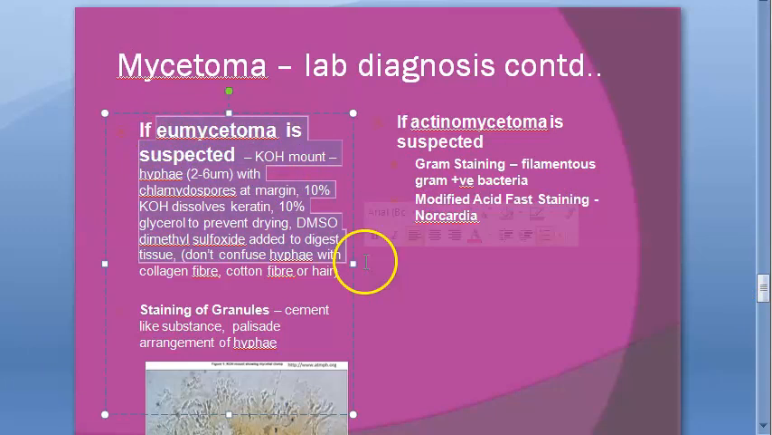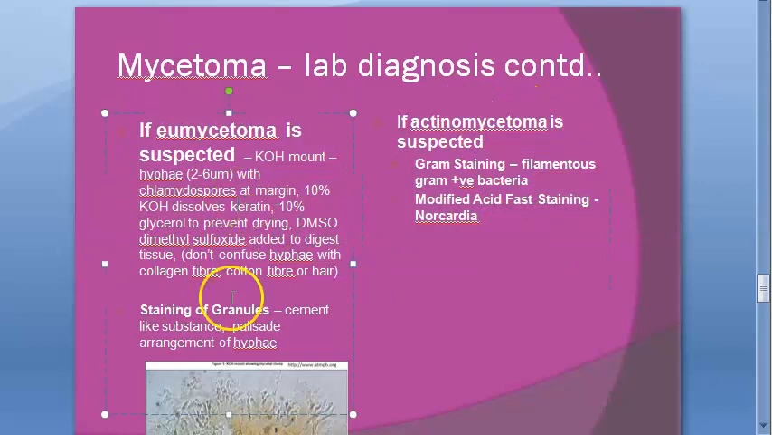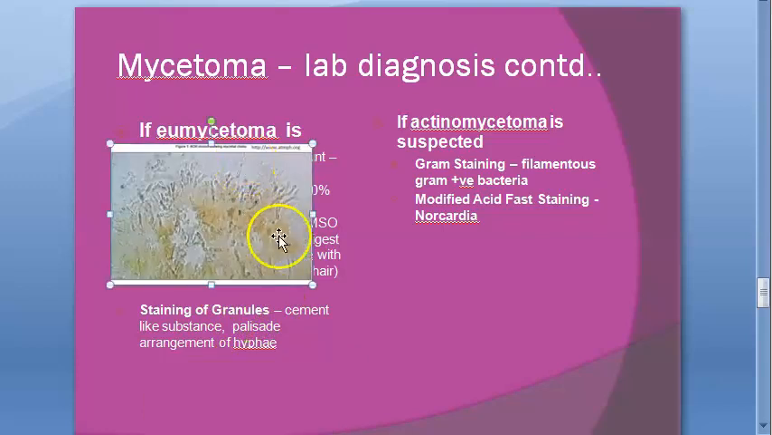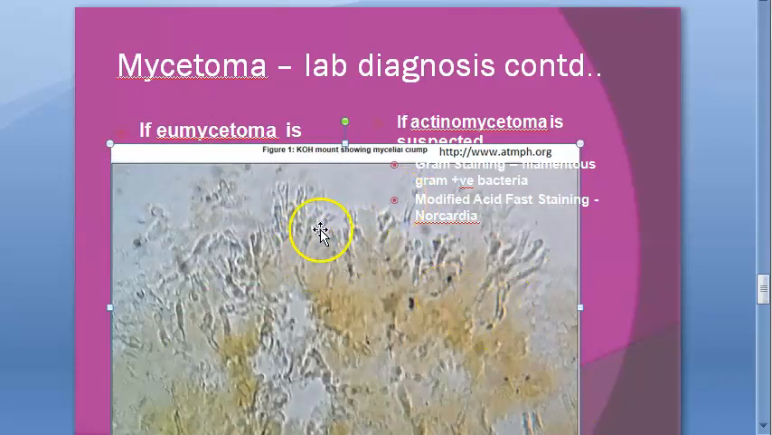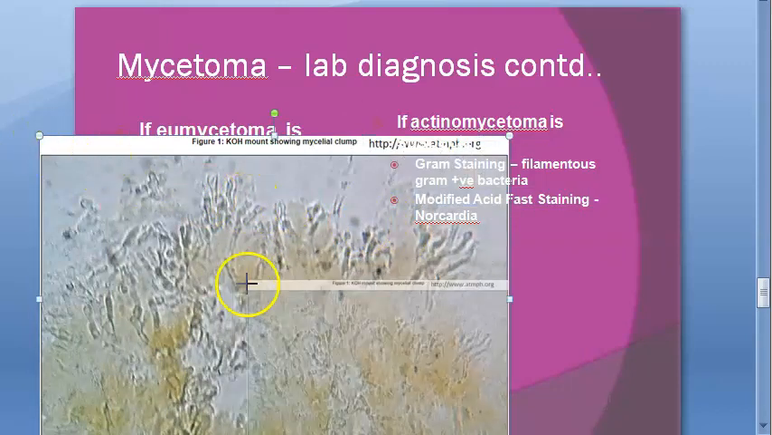If Eumycetoma is suspected and if Actinomycetoma is suspected, this is the lab diagnosis. You have to do some KOH mount, okay? So what you will see is hyphae with chlamydospores at the margin. Okay. So this is what they are saying. What is this? KOH mount showing some mycelial clump. Okay. So that is what you will see in this KOH mount.